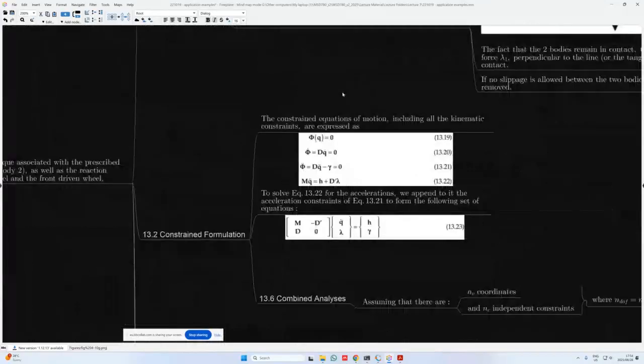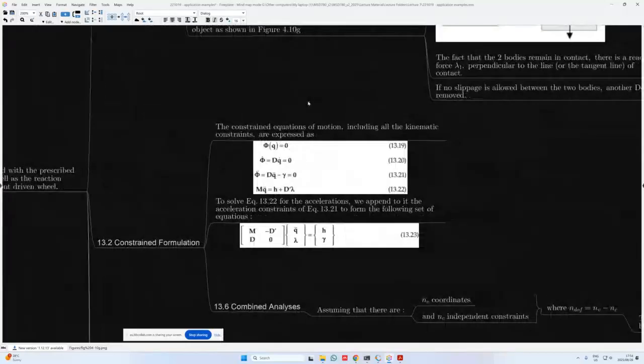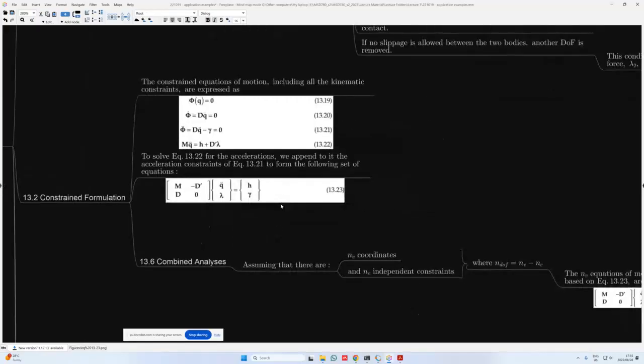For the constraint formulation, the constraint equations of motion, including all the kinematic constraints, are then expressed in 1319 to 1322. And to solve equation 1322 for the accelerations, we simply append it to the acceleration constraints of 1321 to form the following set of equations. And this should look familiar from one of our initial lectures on the mathematical model that is used in DAP-BC.